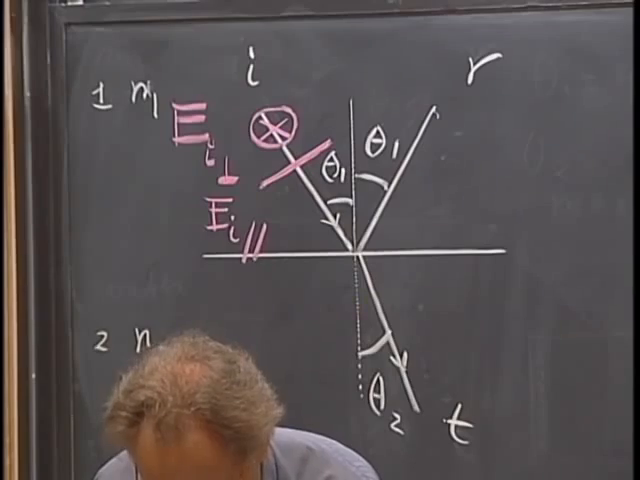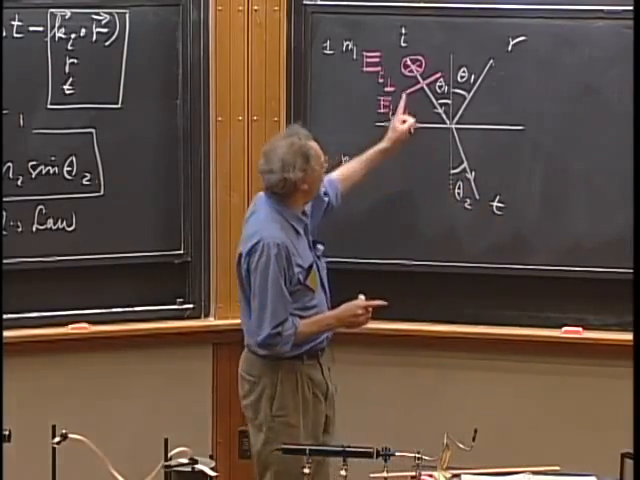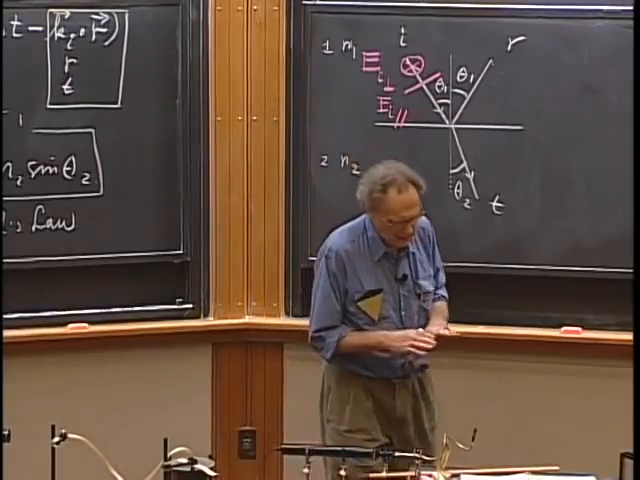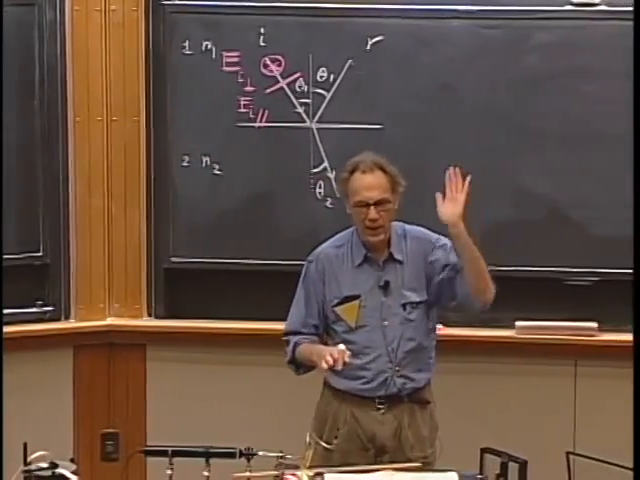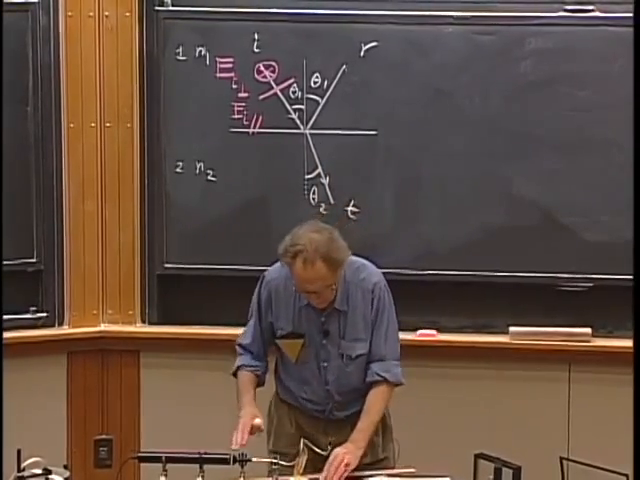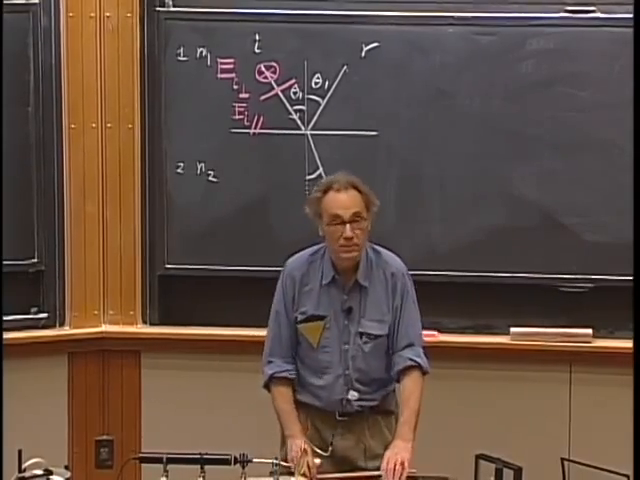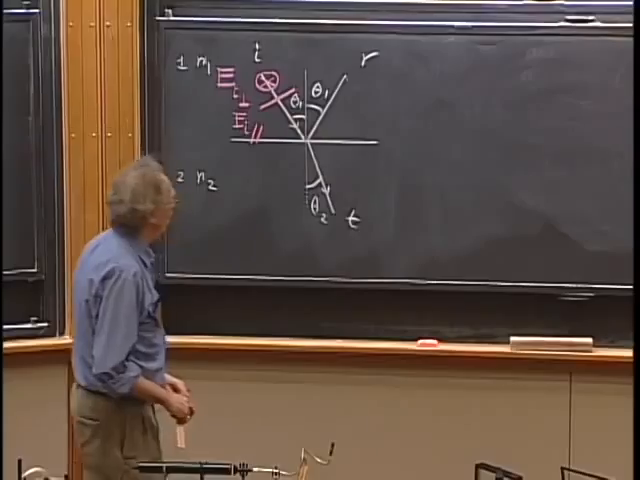I'm going to do it for the perpendicular component. So once we have done it for these two components independently, we are safe for all cases, whether elliptically polarized light comes in, circularly polarized light, or linearly polarized light. We can then tackle any possibility. Okay.